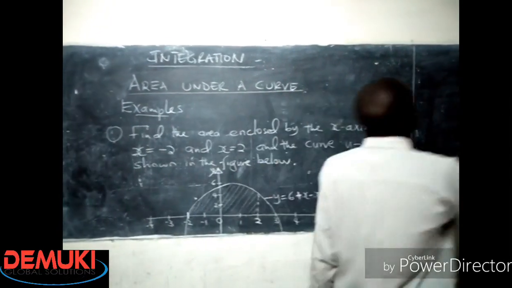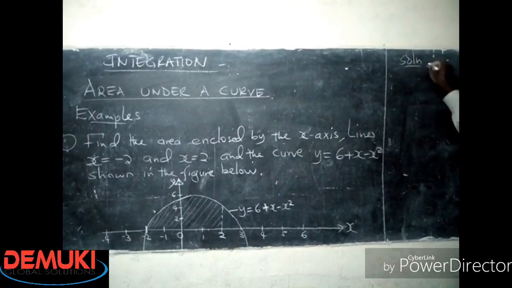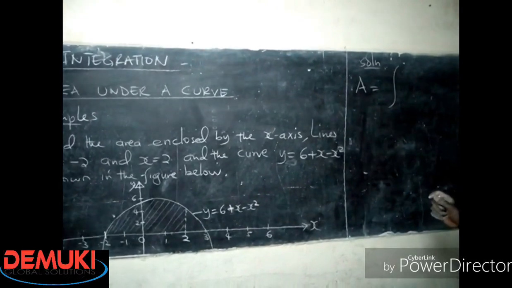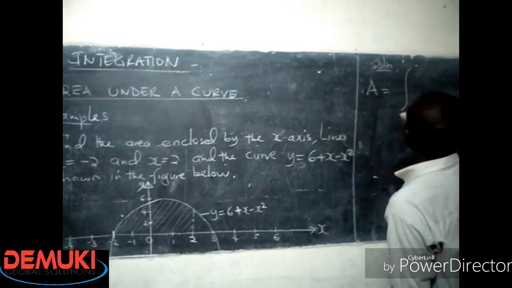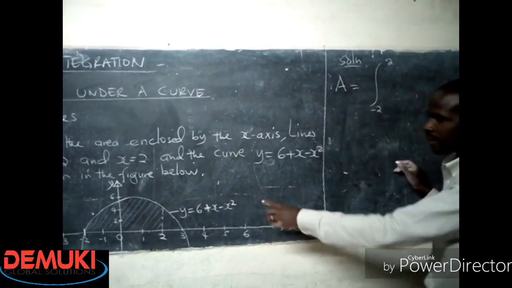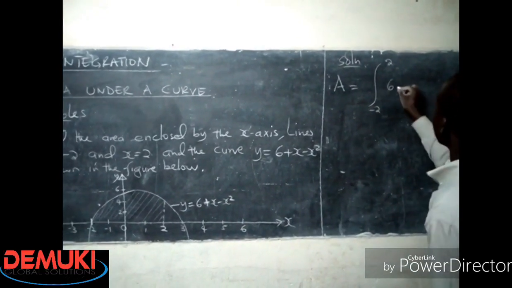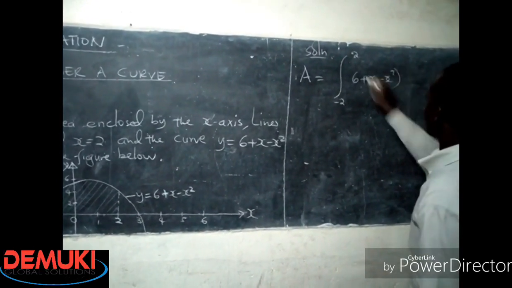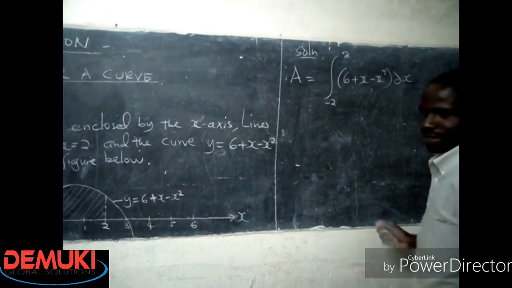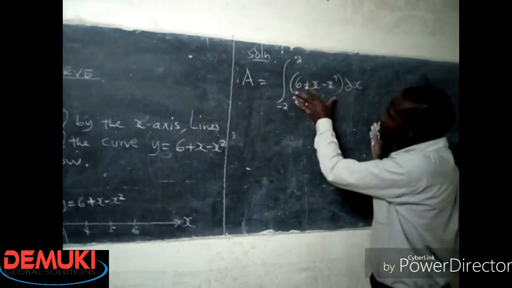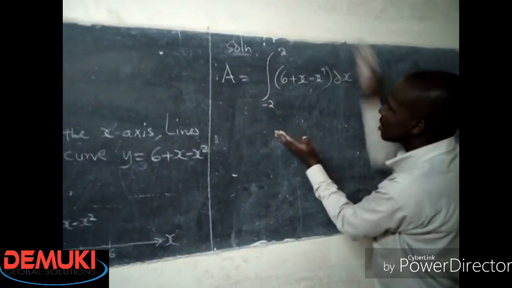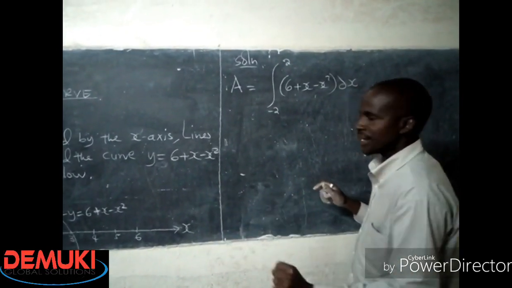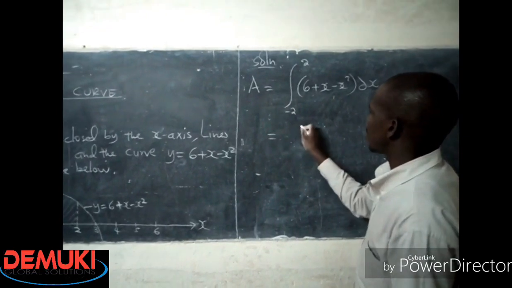So the question is, how do you get this area? And the answer is simple. The area shall be given by integrating, from -2 to +2, the equation of the curve, 6 plus x minus x squared, with respect to x. You integrate that equation from this limit to this limit, and you shall get that required shaded area.